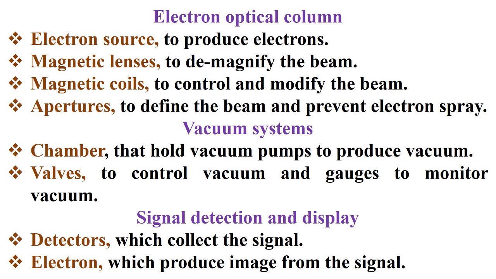In addition, the second component is the vacuum system, which includes 2 parts: 1. Chamber, that holds vacuum pumps to produce the vacuum, and 2. Valves, to control the vacuum, and gauges to monitor the vacuum. Moreover, the third component of electron microscopes is signal detection and display, which contains detectors, which collect the signal, and electronics, which produce an image from the signal.